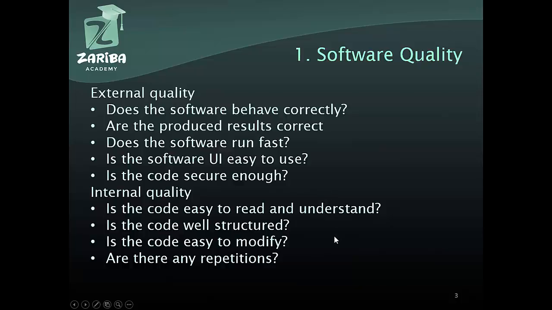Internal quality is what we will look at in this lecture, and is the code easy to read and understand? Is it well structured? Is it easy to modify? And are there any repetitions within your code? All of these things you should try to keep as you write code, because after that it'll be a lot easier for everyone else in the team, and for you as well, when you go back to code that you've written a couple of months ago or a year ago, to see what you've written, how you would like to extend it, and so on.